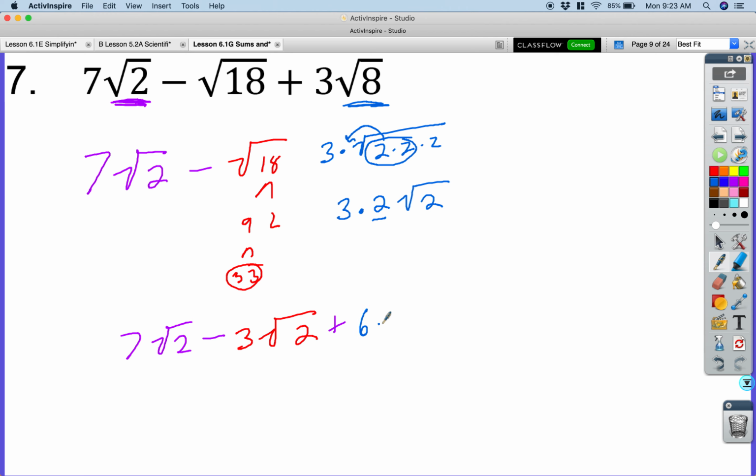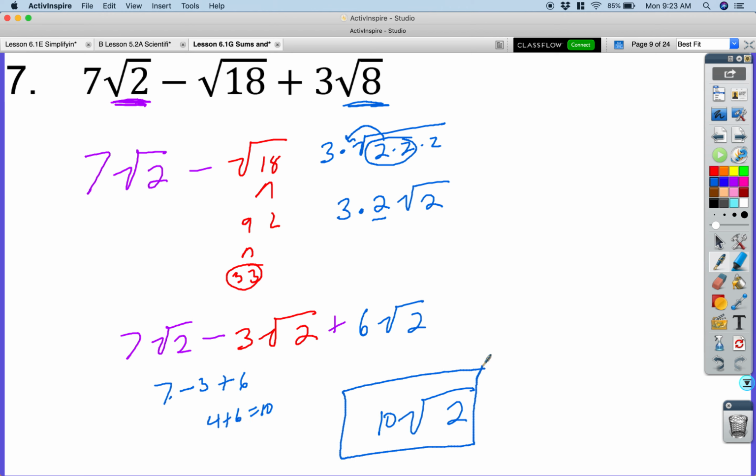That would give me 6 square root 2. Now that I have all the same square roots, radical 2, radical 2, radical 2, I'm going to leave a radical 2, and then I'm just going to add and subtract my coefficients, which is 7 minus 3 plus 6. 7 minus 3 is 4, plus 6 is 10. So that would give me 10 square root 2.